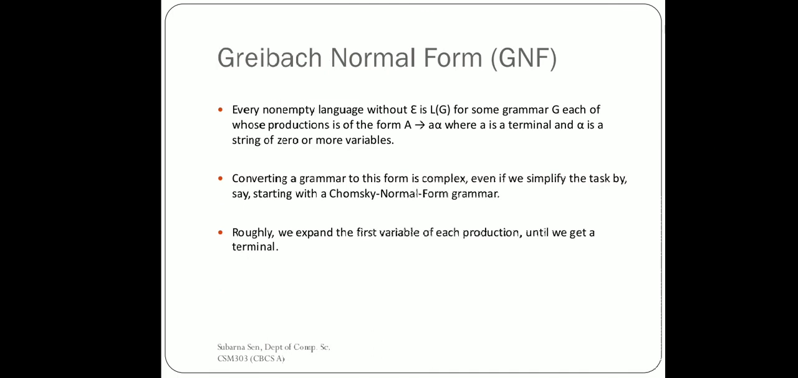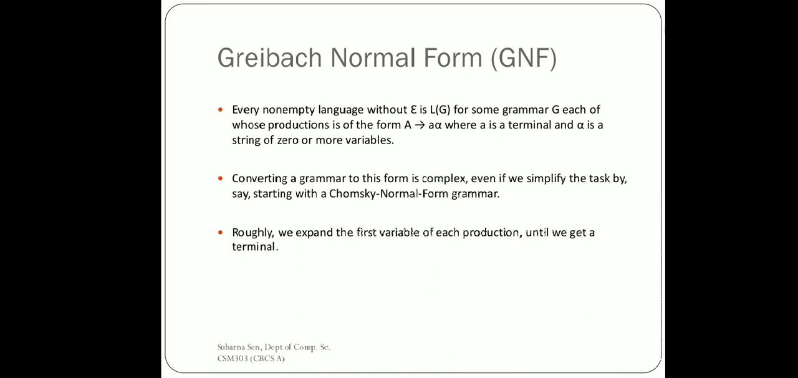So if you see, every non-empty language without epsilon is L(G) for some grammar G, each of whose productions is of the form A to a alpha, where A is a variable, a is a terminal, and alpha is a string of zero or more variables. Remember, alpha should not contain any terminal symbols.